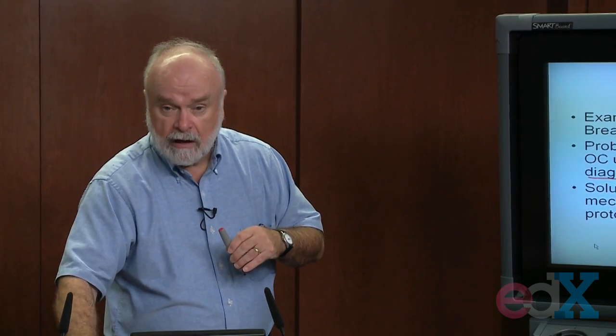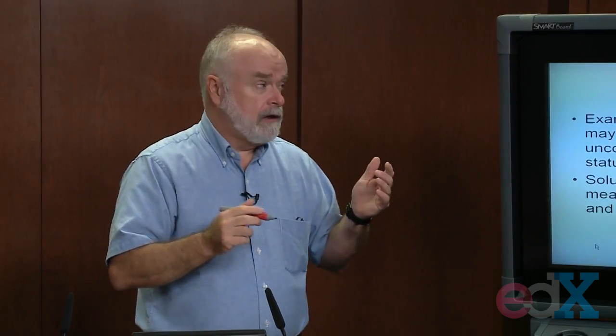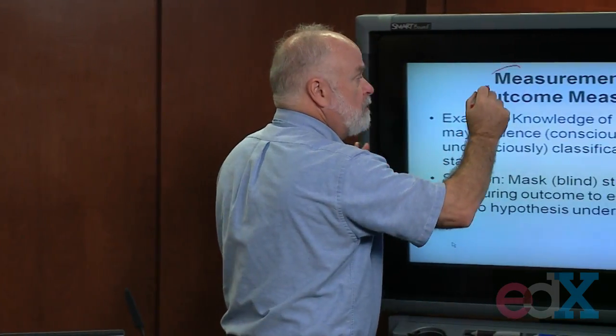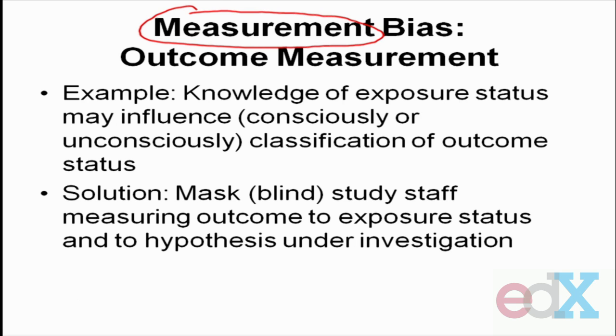Let me give you another example of a measurement bias. Let's suppose we're looking at the relationship between a certain medication, say statin use, and quality of life. We have a group of people who, for one reason or another, are taking statins, and another group of people who are not taking statins. They're being followed over time and their quality of life is being ascertained at some time in the future. And the way it's being ascertained is an interviewer either calls them on the phone or knocks on their door and asks them a series of questions.